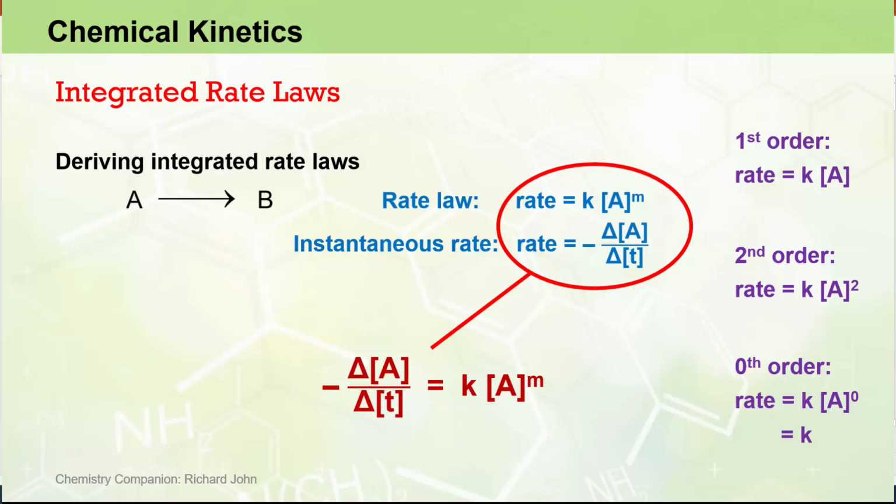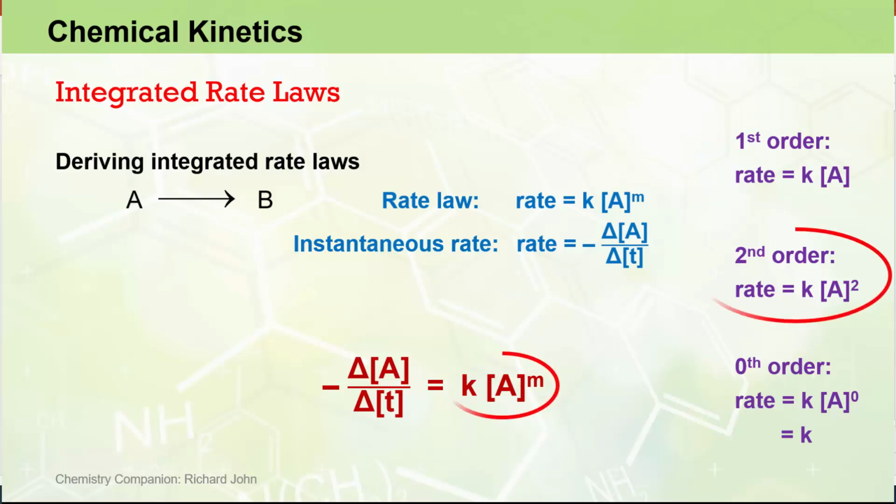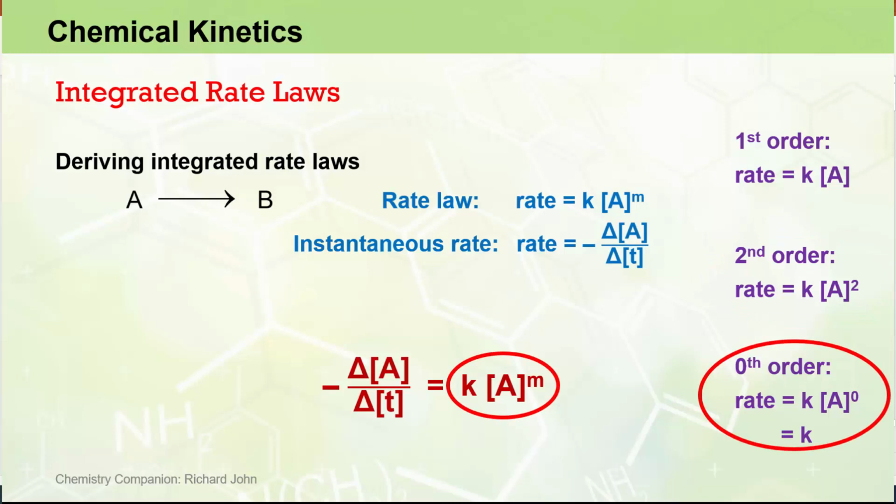Now, we have already established that if this reaction happens to be first order with respect to A, then the right-hand side of this expression will equal k times the concentration of A. If the reaction happens to be second order with respect to A, then the right-hand side of this expression will be k times the concentration of A squared. And if the reaction happens to be zero order with respect to A, then the right-hand side of this expression will just be the rate constant.